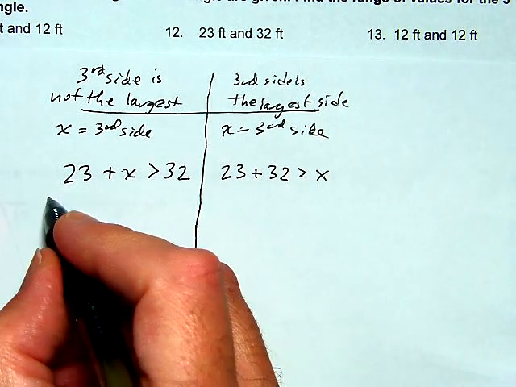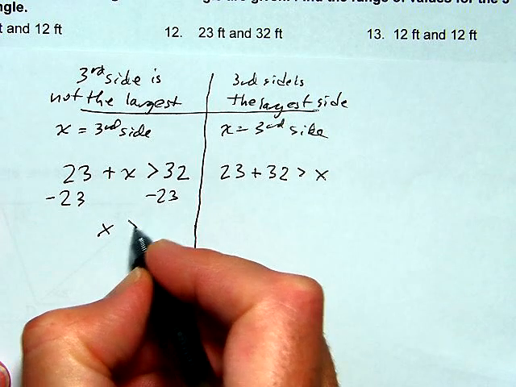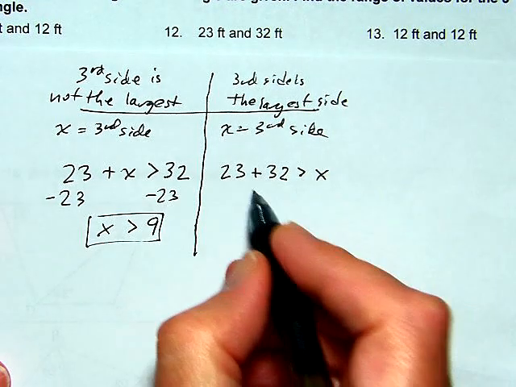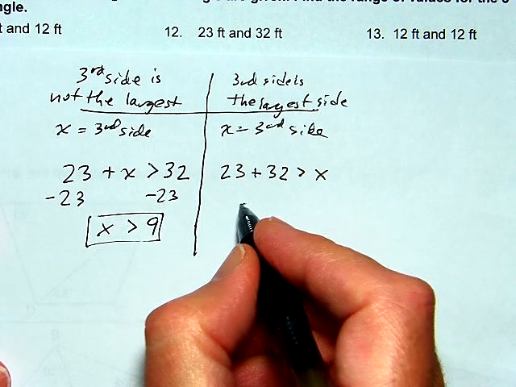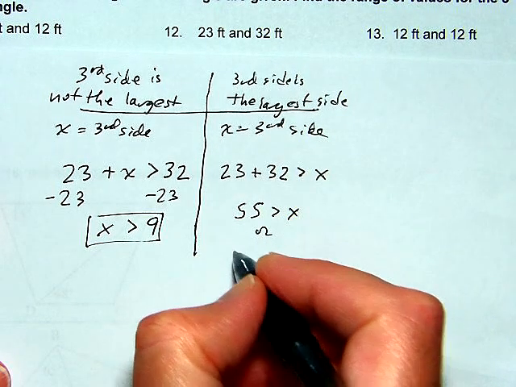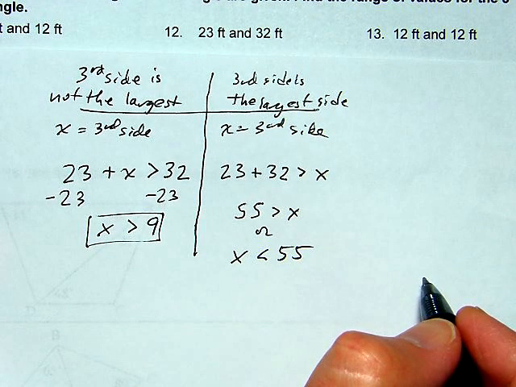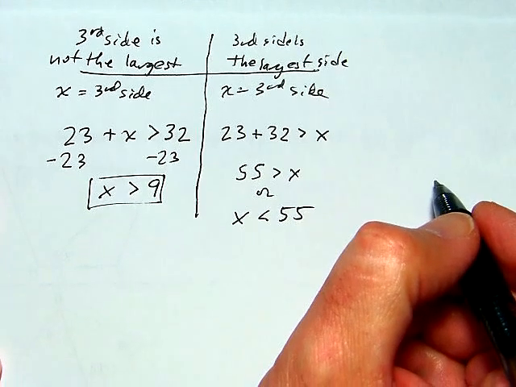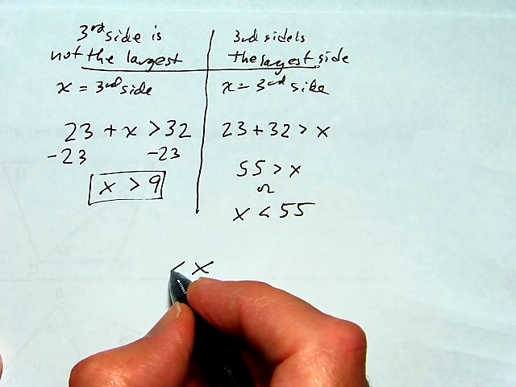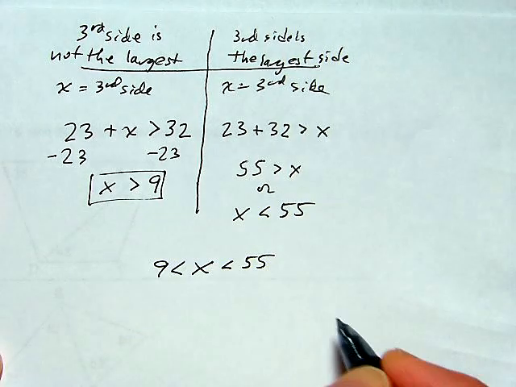So let's solve the first one. Subtract 23 from both sides. That gives us x has to be greater than 9. Okay, that's our first inequality. And in this case, we get 55 has to be greater than x, or we could even write that as x is less than 55. It doesn't much matter. So our compound inequality would be that x has to be greater than 9 and less than 55. Okay, so that is the answer.